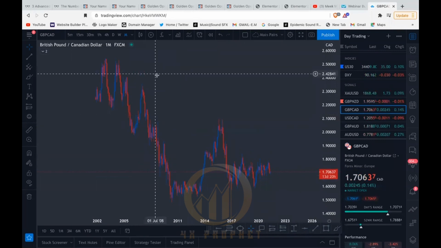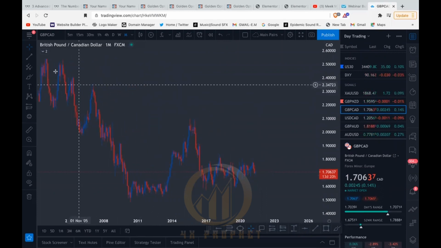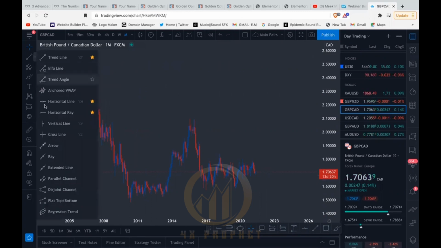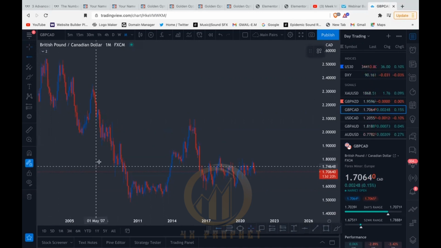So what you want to do is make sure you start from the monthly, right? And what we're going to use is our rays. The ray would be the horizontal ray, which is right here. Why we're using this is because it's only going to drag into the future from where you place it, all right? So let's delete this. When I'm doing this, I always lock my tool. This drawing button right here locks the tool you're using, so you don't have to keep going back and clicking it, right?